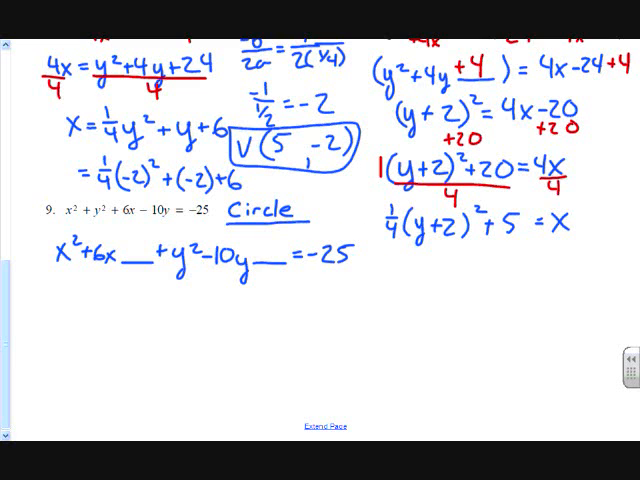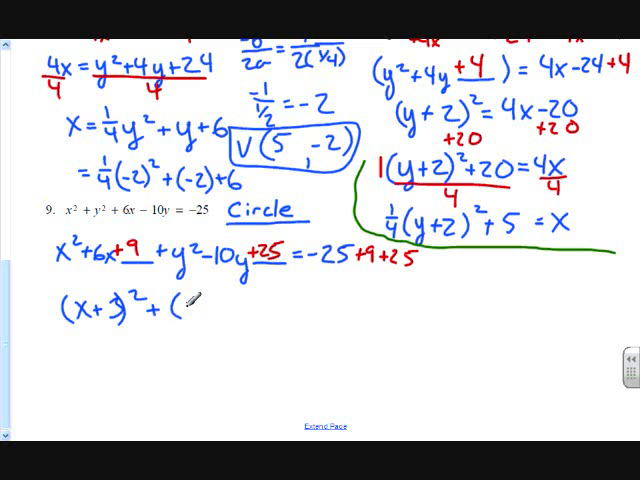B divided by 2 and square it. This is going to give me a +9. This is going to give me a +25. Whatever I do to one side, I have to do the other side, so +9 and +25. This factors into (x + 3) squared + (y - 5) squared, and this is going to equal 9.